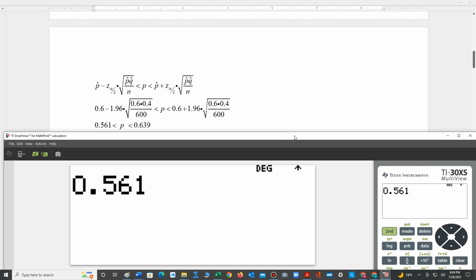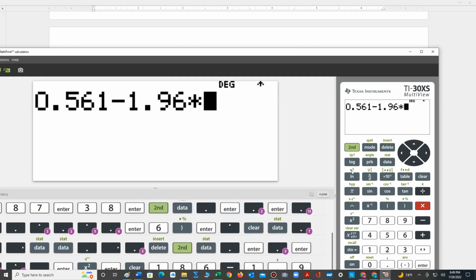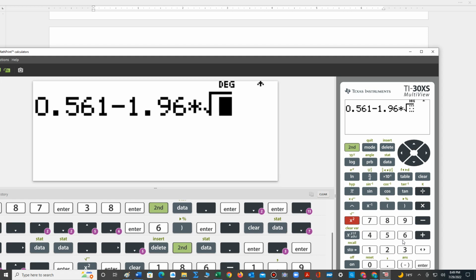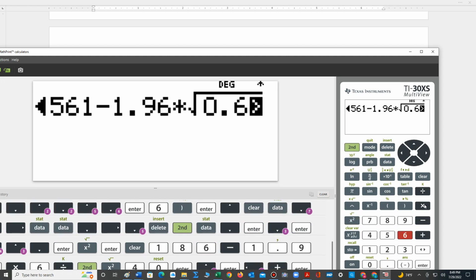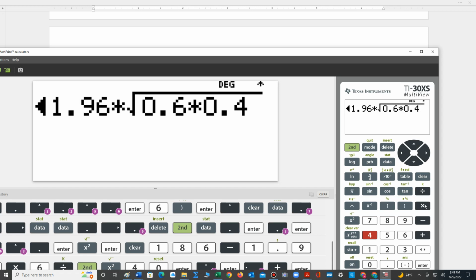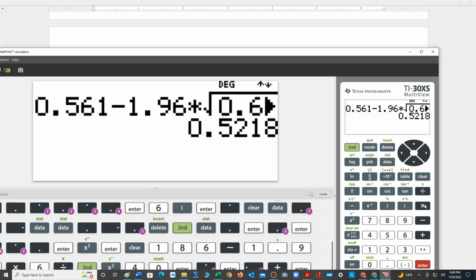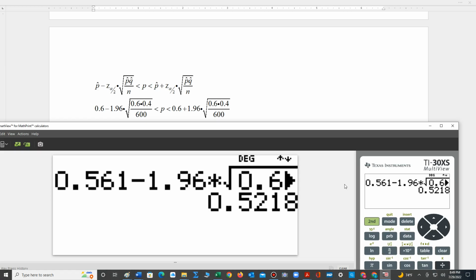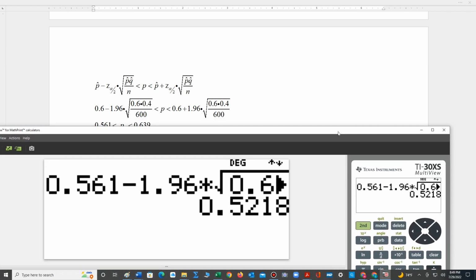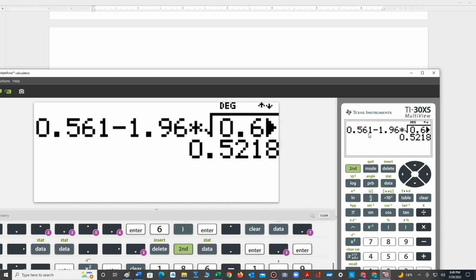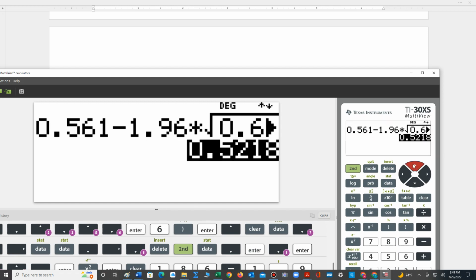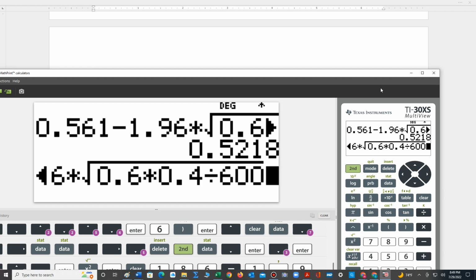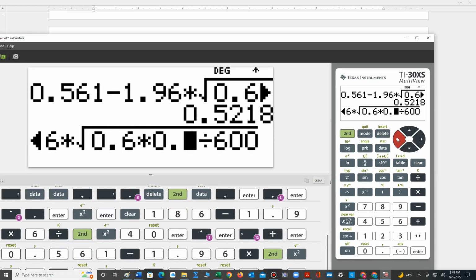So we have 0.561 minus 1.96 times the square root of 0.6 times 0.4 divided by 600. Hit enter, and we get 0.521. I think the error is I typed in 0.56 when it should be 0.6. So let's go back and correct that. Let me go back and edit that really quick.